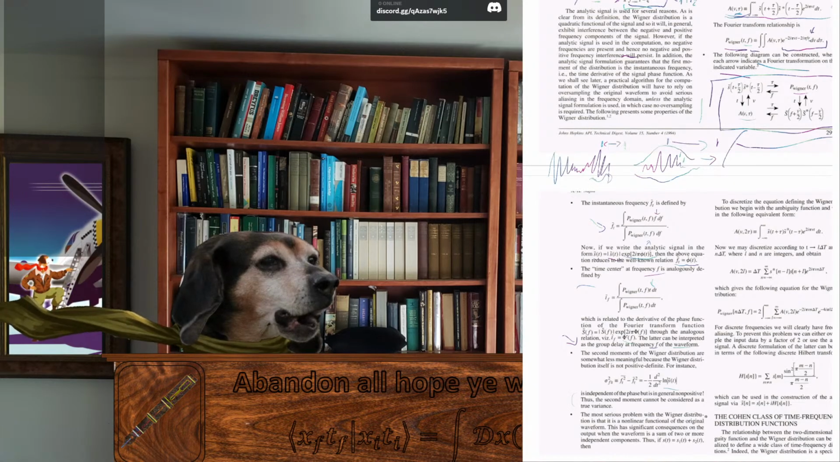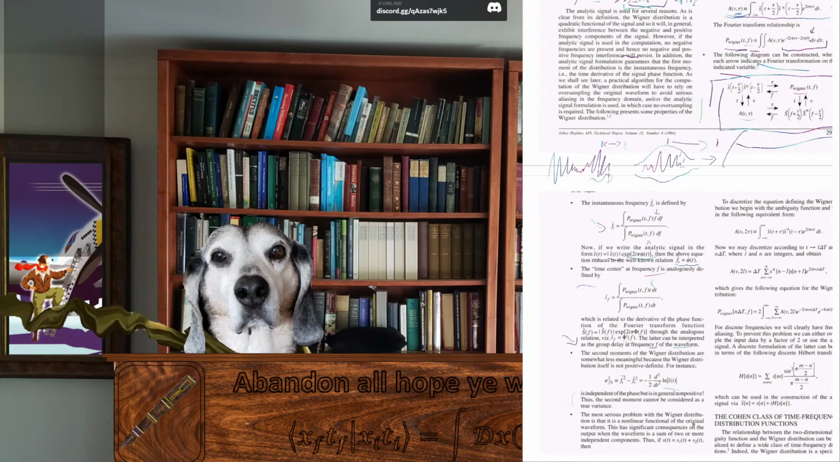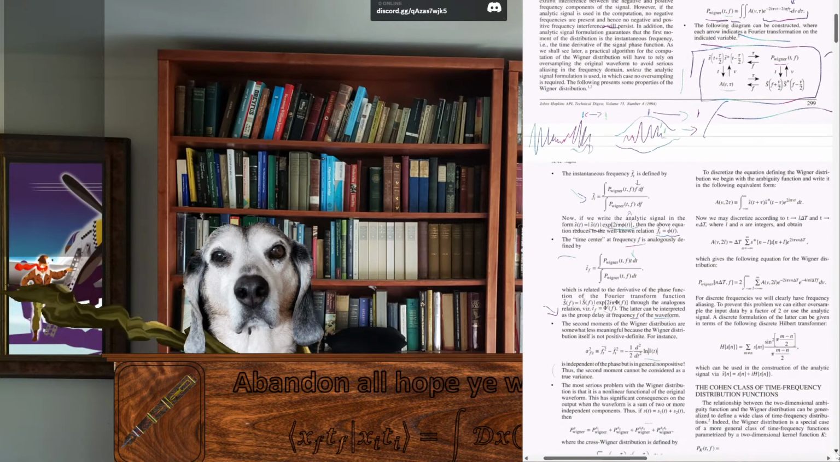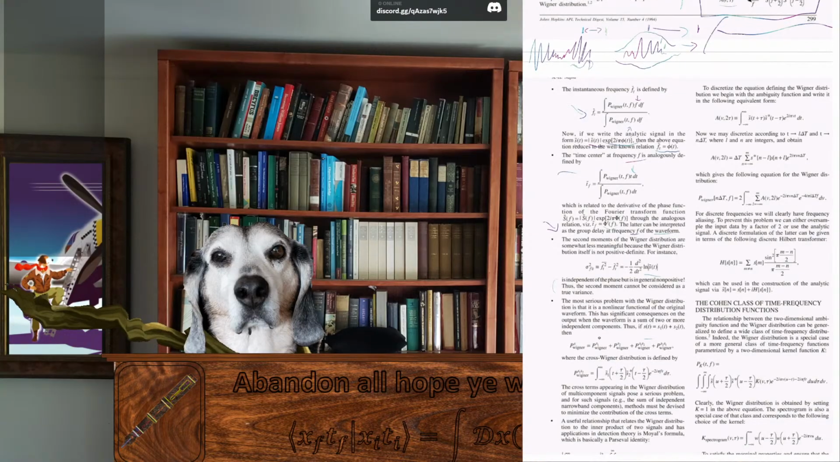Okay. The most serious problem with the Wigner distribution is that it is a nonlinear function of the original waveform. This has significant consequence on the output when the waveform is a sum of two or more independent components. Thus, if s is s1 plus s2, then P Wigner is P1 plus P2 plus these overlaps, right? It is not purely additive.